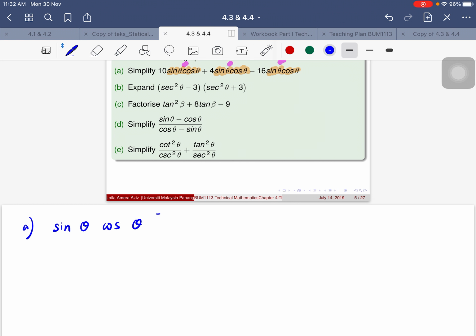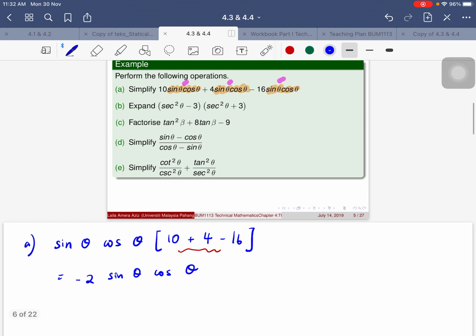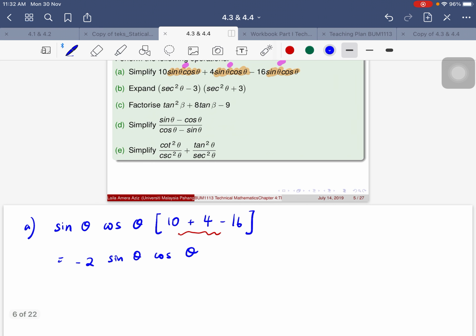I will end up with, for the first term, 10, from the second term plus 4, and from the third term negative 16. Of course I can simplify this, since these are just numbers: 14 minus 16 equals negative 2, so I end up with negative 2 sine theta cos theta. That is the simplification. Now instead of having 3 different terms, I can put them together and it becomes one term of negative 2 sine theta cos theta. So that is for A.